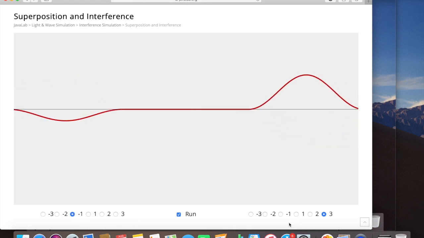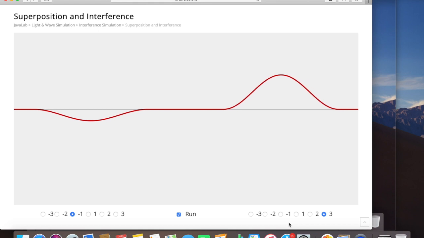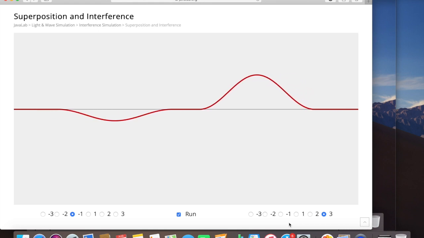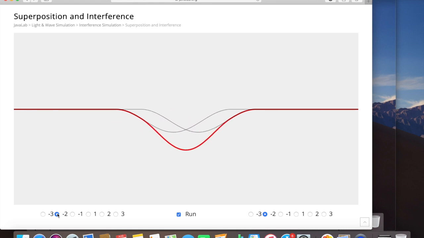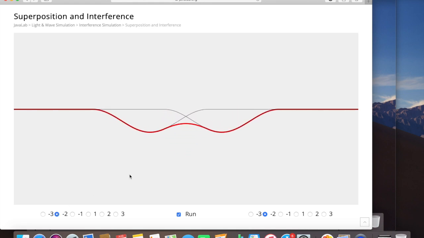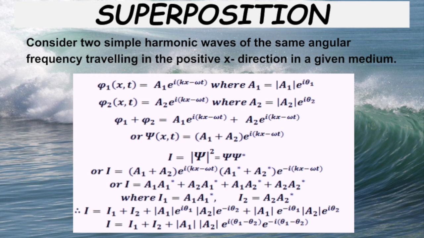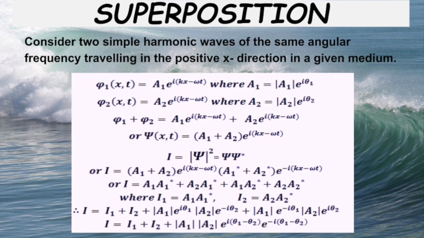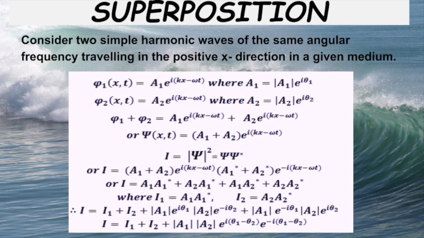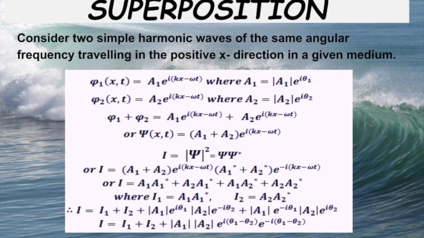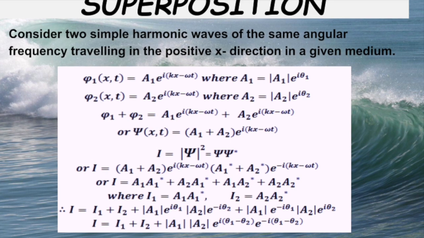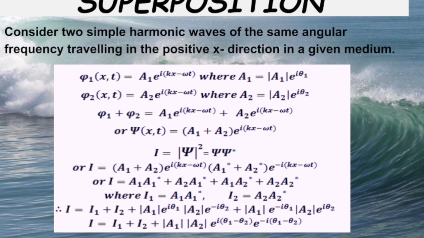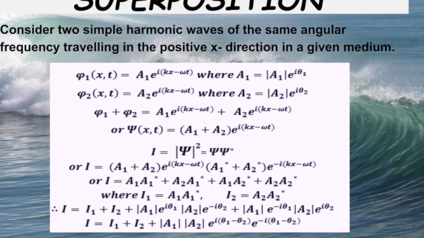If the amplitudes of both waves are not equal, the resultant wave has low amplitude as compared to both. Now we see the superposition in the below one. It's time to have a look at the theory of superposition. Here we represent phi1, phi2 for two waves. The resultant of these two waves is shown by psi, which is equal to the sum of amplitude and phase.